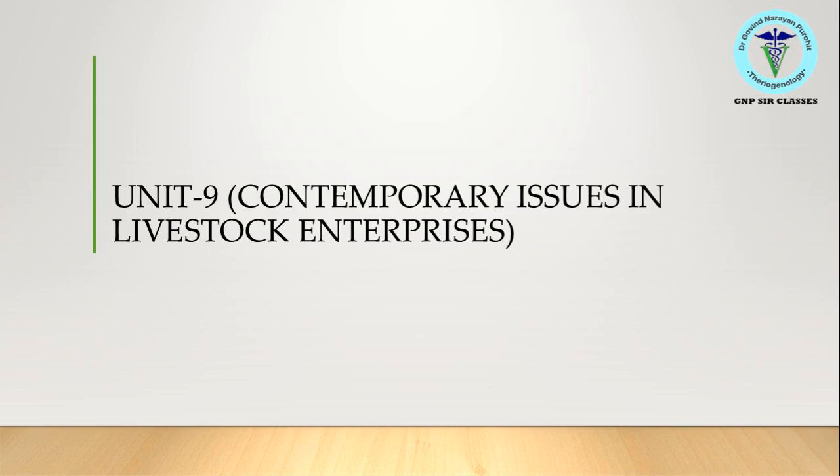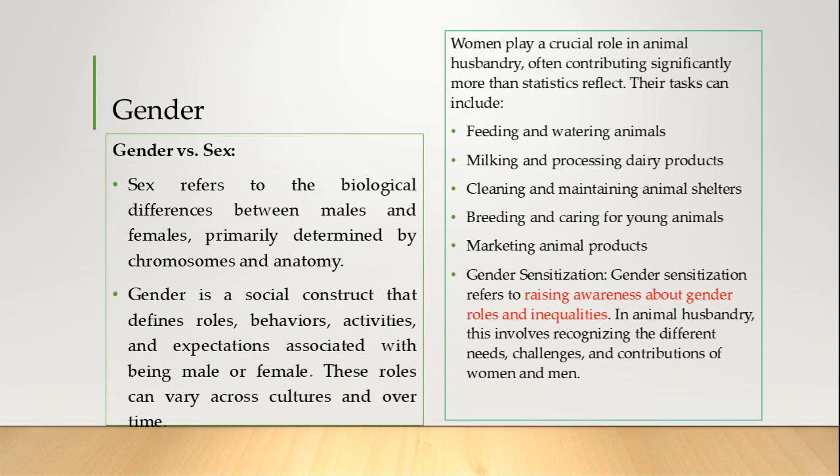Now we discuss Unit 9. Gender versus sex. Sex refers to the biological differences between males and females, primarily determined by chromosomes and anatomy. Gender is a social construct that defines roles, behaviors, activities, and expectations associated with being male or female.